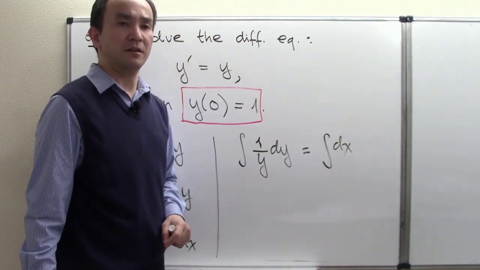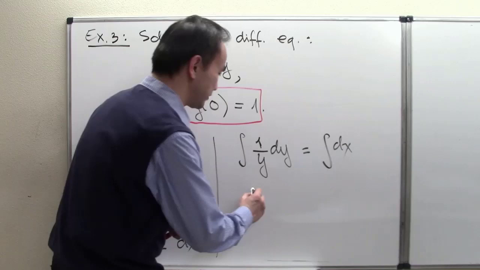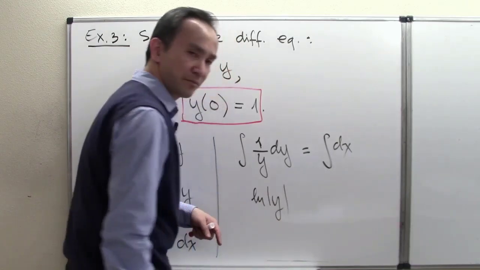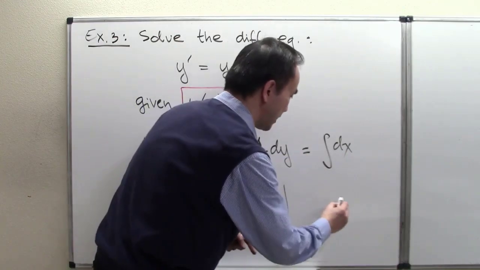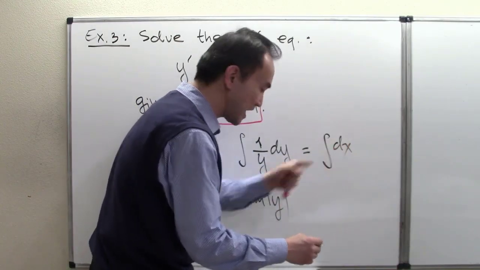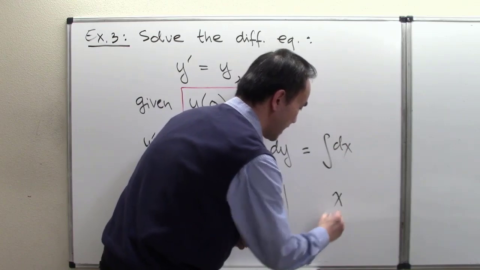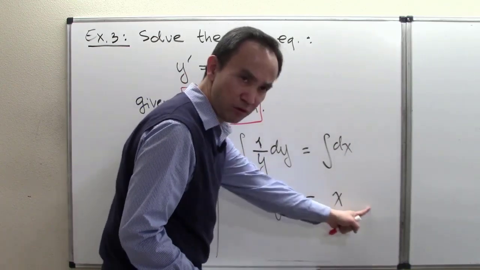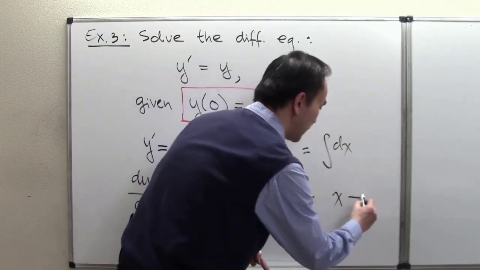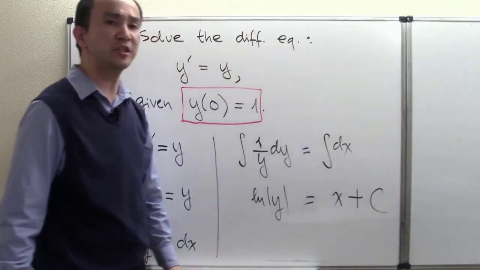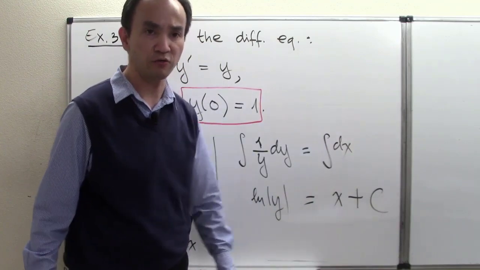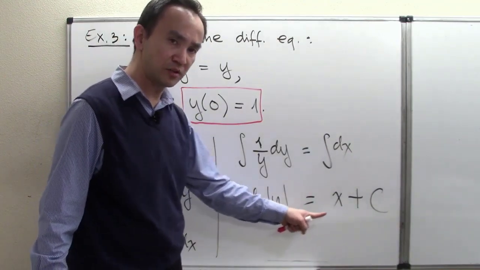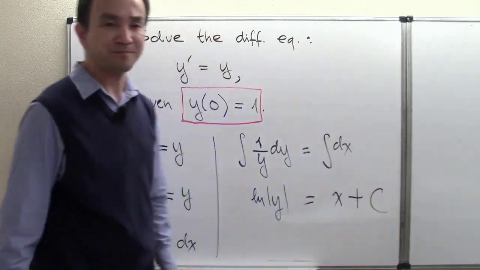So the left-hand side here comes out being natural log of y. The right-hand side comes out being, because it's just 1 with the dx, simply x. They are equal. Technically, each side gets a plus c, but we only need one overall plus c on one side. And commonly, we put that on the right-hand side. So now we arrive at natural log of y equals x plus c.